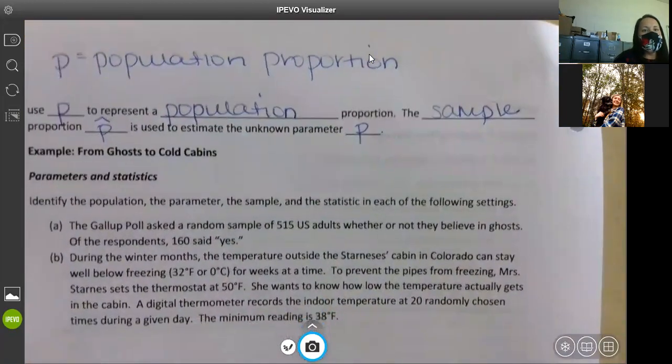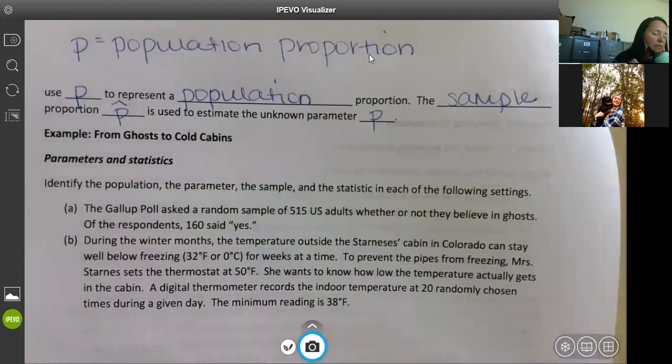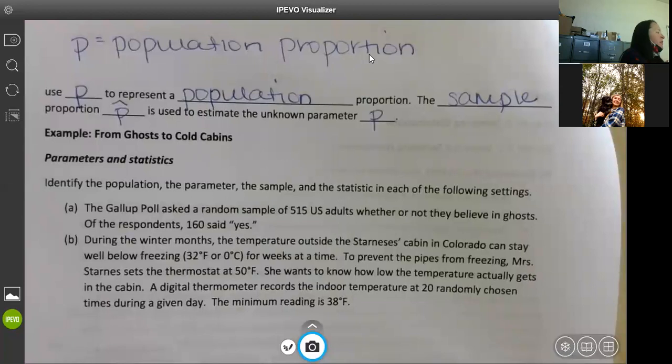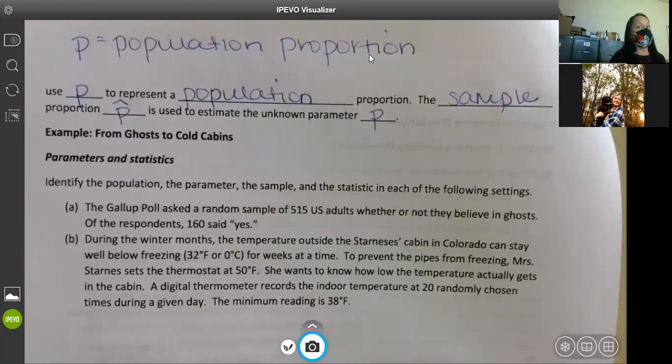Okay. So this example is what you're going to be doing for your homework tonight. You're going to identify the population, the parameter, the sample, and the statistic in each of the following settings. And you're going to check your understanding that comes next. You're going to do the same thing. So these two are where we're supposed to stop today. But like I said, I'm going to keep going a little bit so that tomorrow is not as long-winded. But you won't have homework on anything past these two examples.